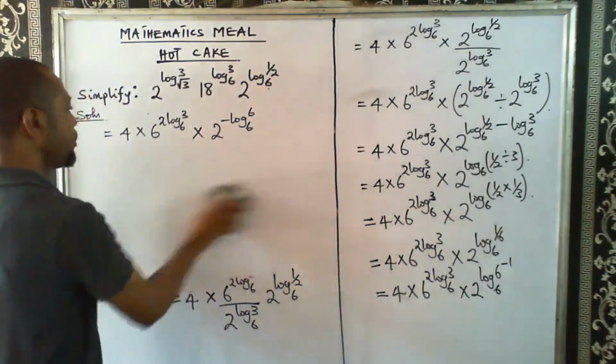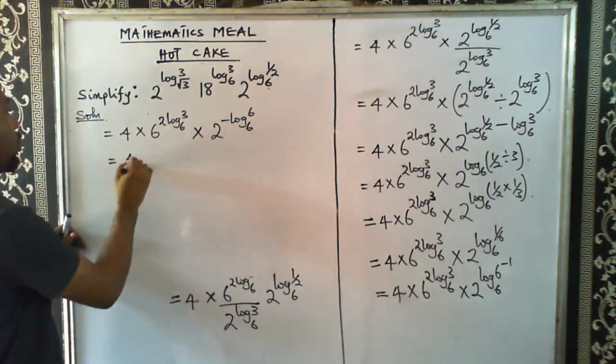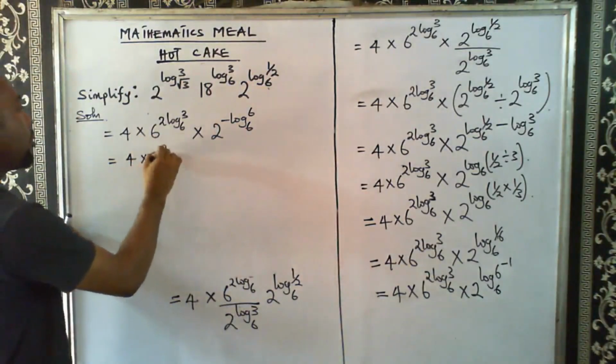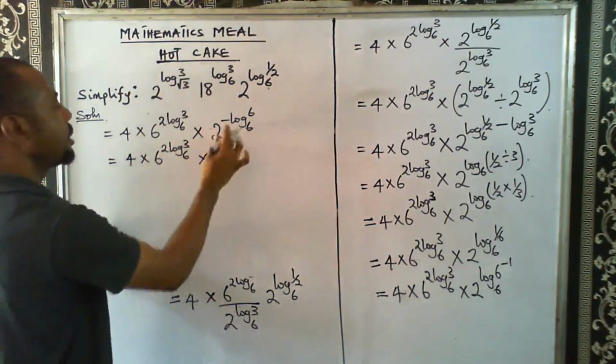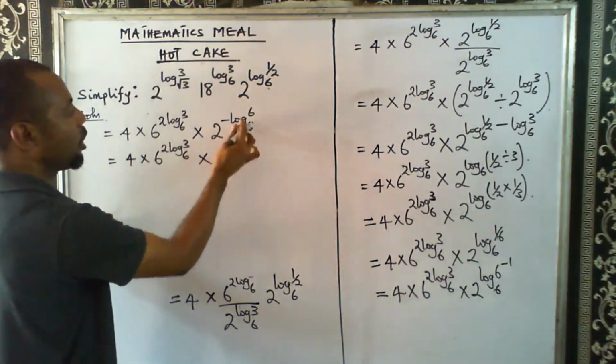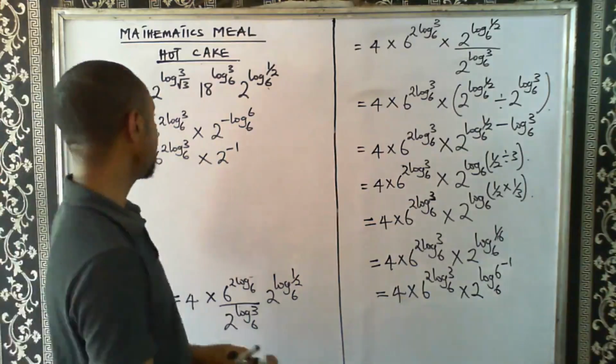Wow, we're almost there. Just take your time. So we have 4 times 6 raised to power 2 log 3 in base 6 times 2 raised to power minus 1. Log 6 in base 6 is 1. Logarithm of a number to its own base is 1.